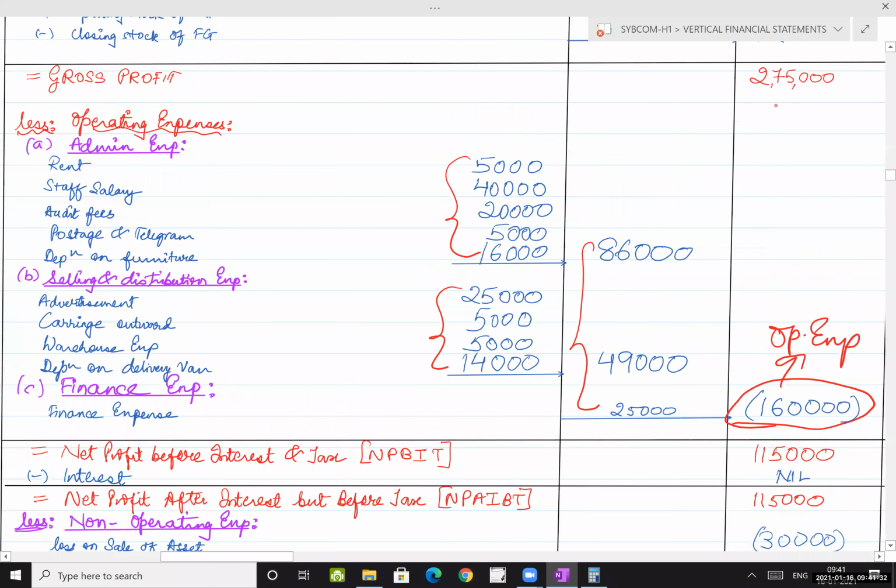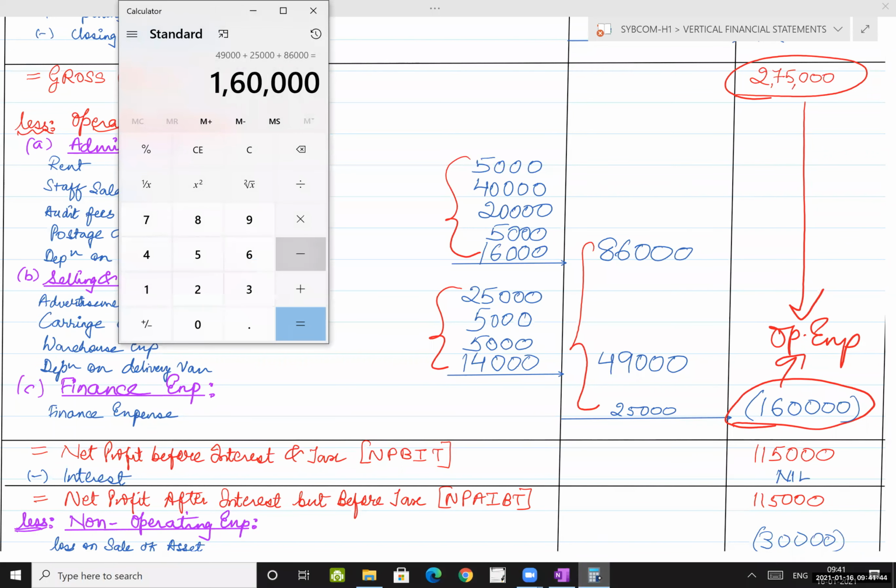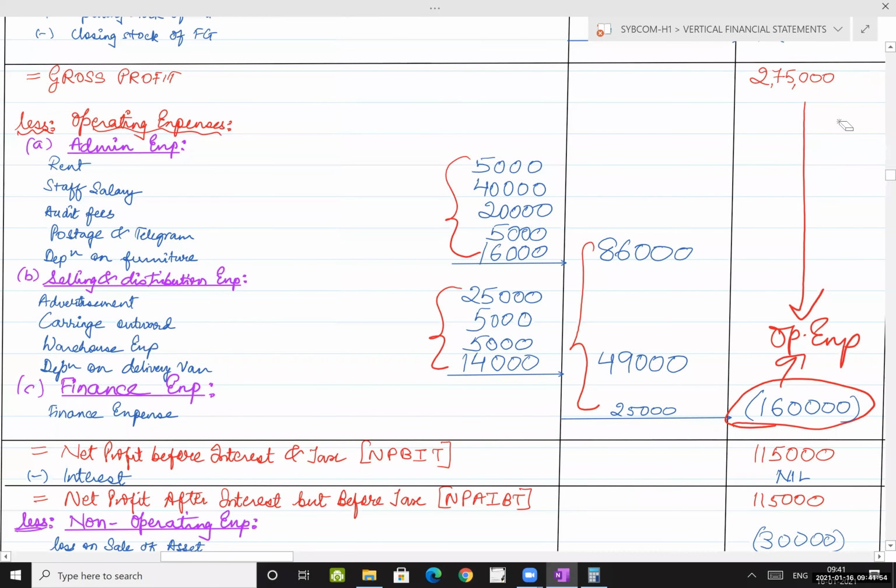And gross profit 2,75,000 में से अब इसको माइनस करो. Gross profit minus operating expense is what? Net profit before interest and taxes. 2,75,000 minus 1,60,000, कितना बचा? 1,15,000. So this 1,15,000 is my net profit before interest and taxes.